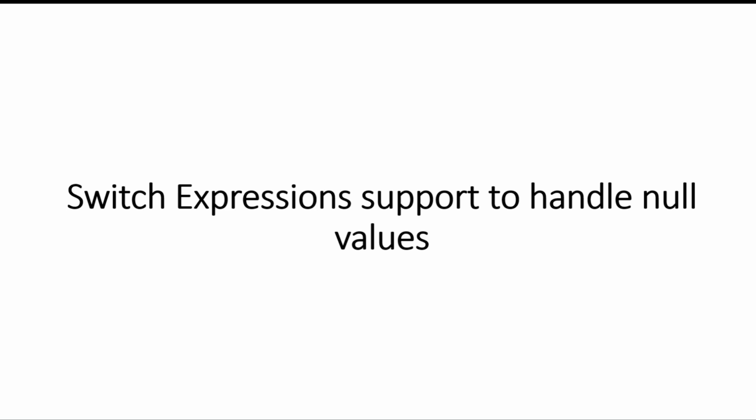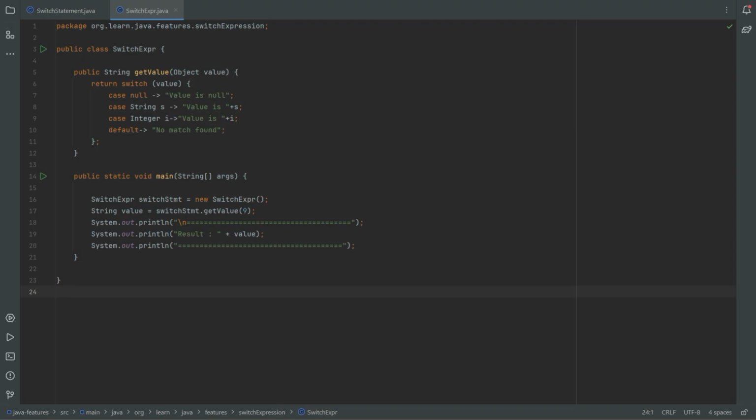In the switch expressions, we can define one case to handle null values. Let's see how we can handle null values in switch expressions. Here in the switch expression class, I have created one method named getValue, which is accepting an argument of type object. And in the switch at line number 7, you can see that I have added one case to match the null values. So if the value is null, in that case, this case at line number 7 would be executed.